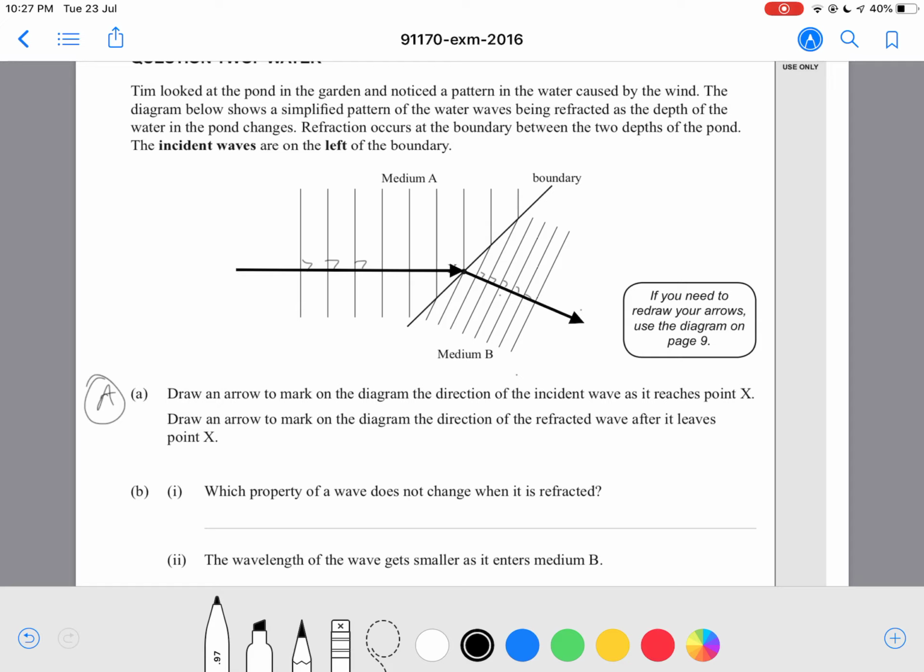Which property of a wave does not change when it's refracted? What does this mean? We know that v equals f lambda. Which of these properties does not change? We know that the speed changes if it moves into a different medium, and we also know that the wavelength will decrease or increase depending on the medium. The only one left here is the frequency. The frequency of the wave will always remain constant. This is only a one-line answer, so all we have to do here is just state frequency on its own. We don't have to say anything else.